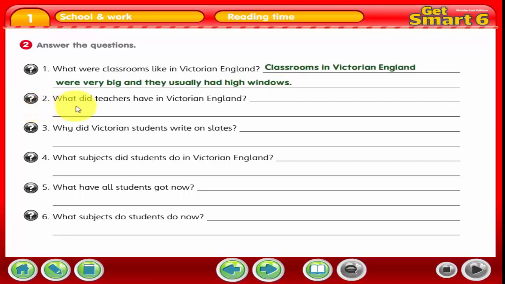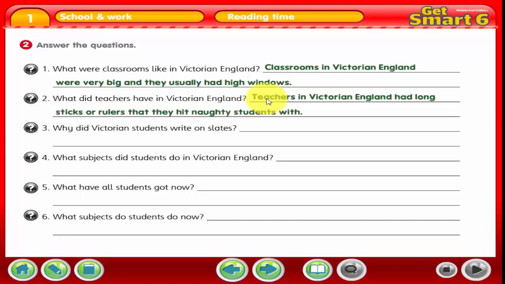Number 2. What did teachers have in Victorian England? المعلمين كان معاهم إيه في الفترة اللي in the past في الماضي يعني إحنا عندنا الدرس فترتين past to present today الحاضر. They had got long sticks كان معهم عصي طويلة. Teachers had long sticks or rulers أو مساطر that they hit naughty students with كانوا بيستخدموها في ضرب الطلاب المشاغبين.